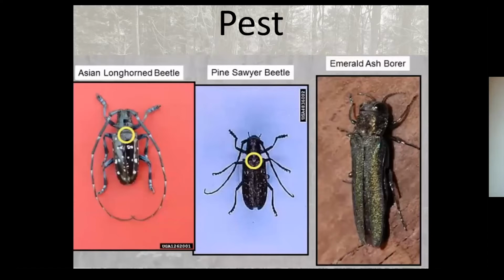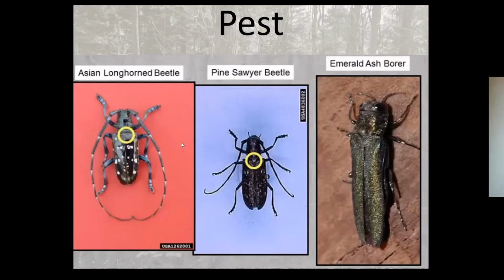So some threats that we need to think about within a sugar bush are potential pests within our forest. Some common ones that some of you may be familiar with: the one on the far left being the Asian longhorn beetle, and the one in the middle being the pine sawyer beetle, which is not a threat. That's up here just as a comparison with the Asian longhorn beetle, so that you don't confuse the two.